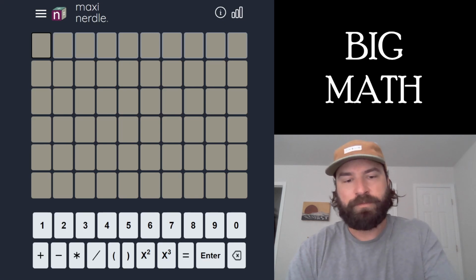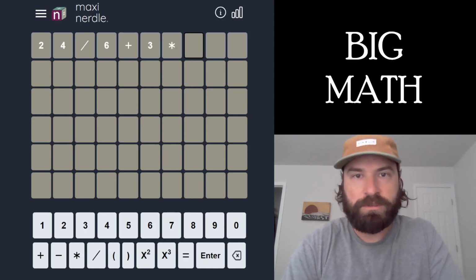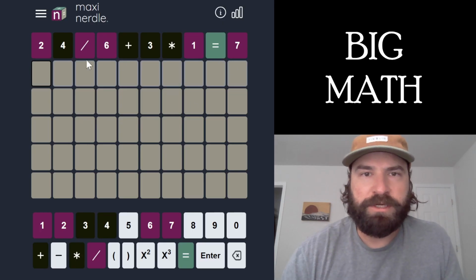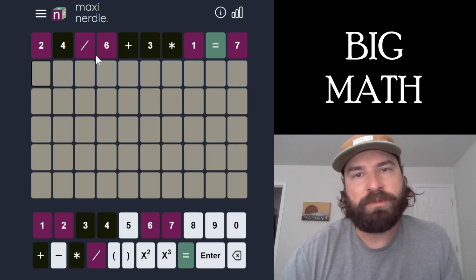Let's go, some Maxi Nerdle. We get 24 divided by 6 plus 3 times 1 equals 7. There we go. All right. Equals a single digit number. We got division. Probably going to have subtraction. 12 is divisible by 6. I could put that somewhere.